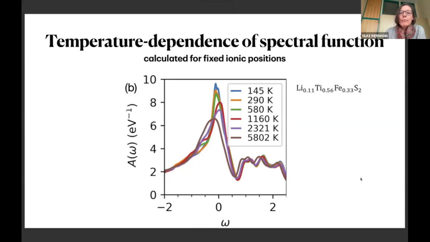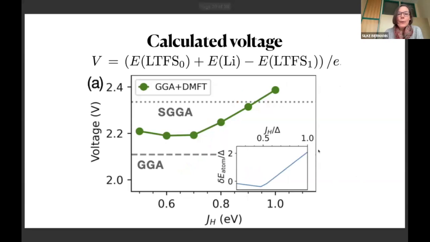Thanks. We have calculated the temperature dependence of the spectral function, which shows the expected broadening without Hubbard bands, corresponding to the scenario of the Hund's metal. Then finally, we have calculated the voltage. The voltage can be obtained just by a combination of the total energies of the delithiated and lithiated compound and the pure lithium. What is given here now is the GGA value, spin polarized GGA, and as a function of, again, Hund's coupling, the voltage in GGA plus DMFT.